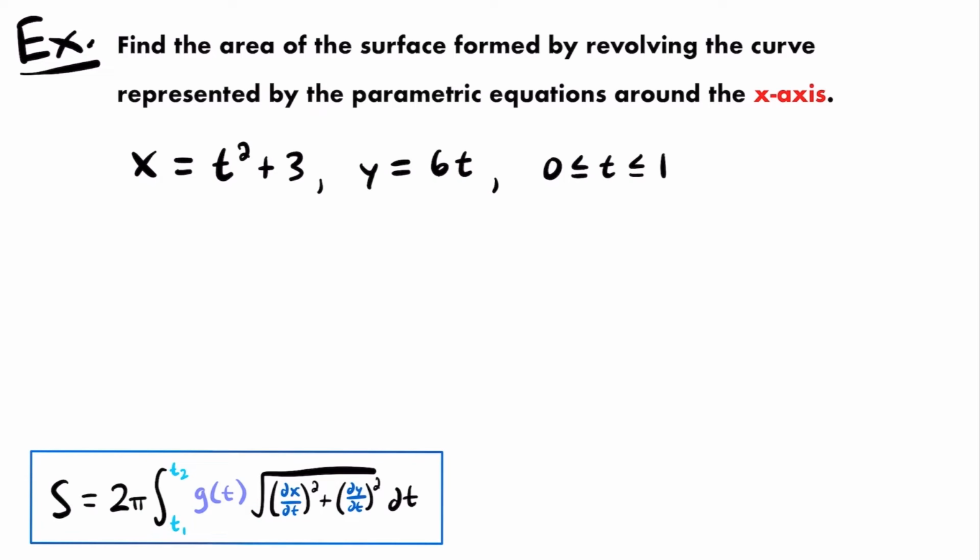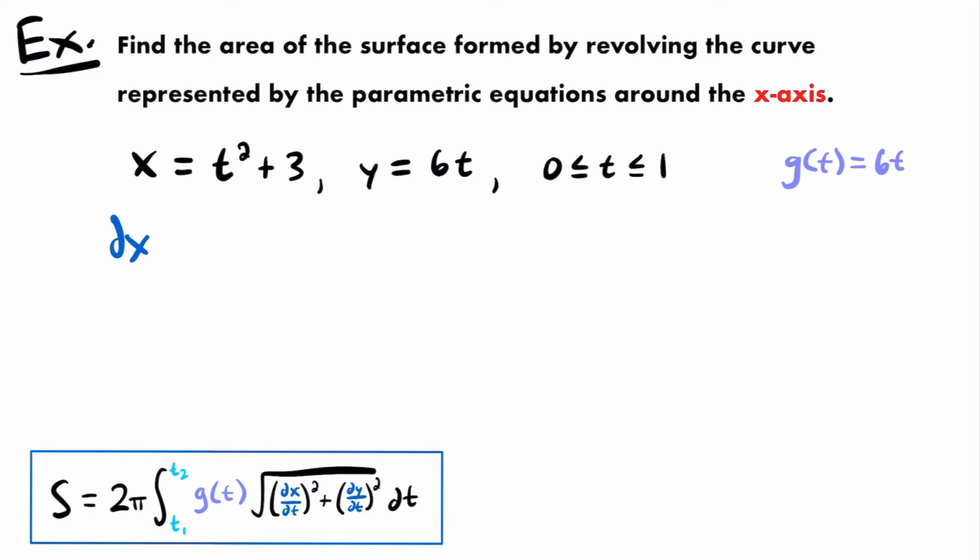Like I just pointed out, we already have g of t. G of t is whatever y is equal to, which is 6t. So I'm going to write that on the side here. G of t is equal to 6t. But now we also need dx/dt and dy/dt in order to set up this formula. dx/dt is the derivative of x with respect to t, and dy/dt is the derivative of y with respect to t. And so let's take our derivatives.